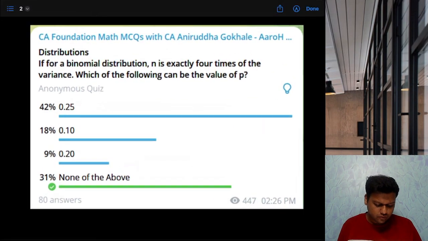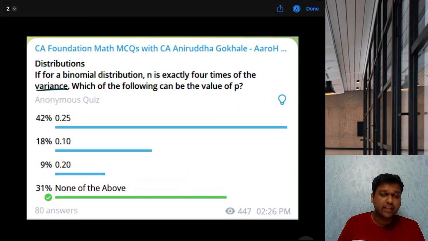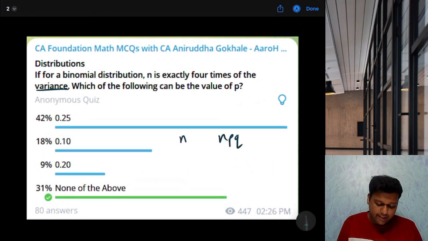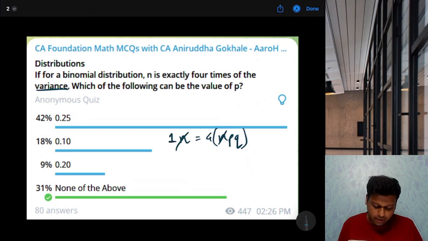Next was, if for a binomial distribution n is exactly 4 times the variance. For a binomial distribution, variance is npq, and they are saying n is equal to 4 times the variance, that is 4 into variance. Which of the following can be the value of p? So n is equal to 4npq, so we can cancel n. There will be 1 on the left hand side, and taking 4 to the denominator, 1 by 4 is equal to pq.